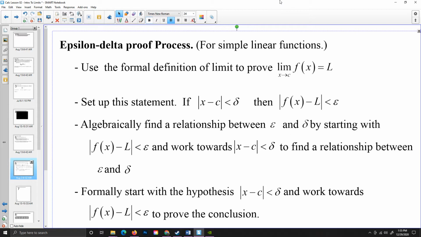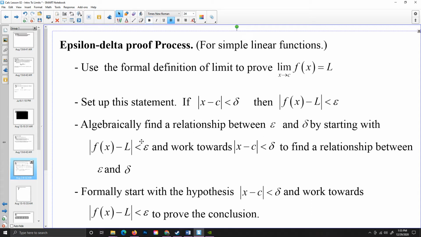To use the formal definition of limit to prove the limit of f of x as x approaches c is equal to L, we're going to set up an if-then statement. And it's this if-then statement. If the absolute value of x minus c is less than delta, then the absolute value of f of x minus L is less than epsilon.